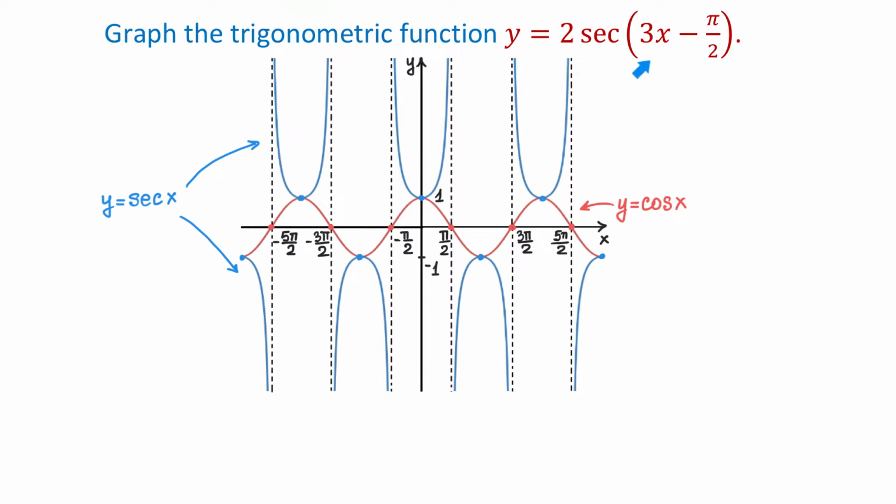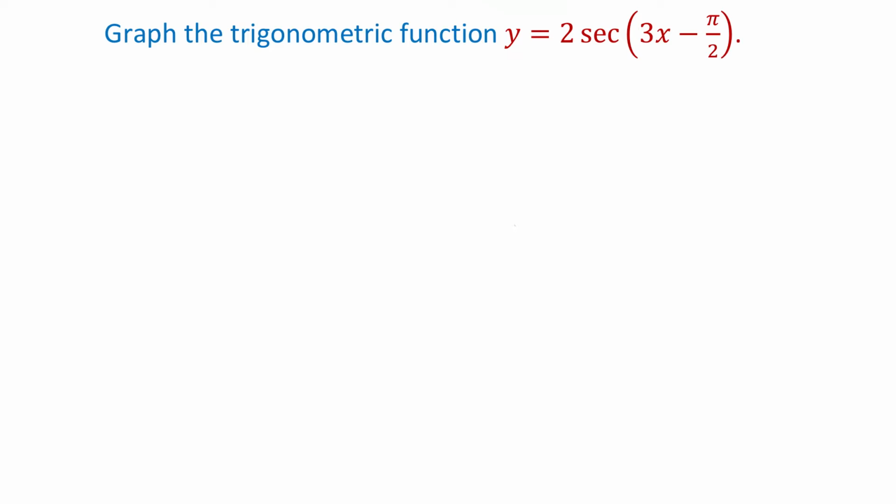So, because of this relation between the cosine and the secant function, an easy technique to graph the function y equals secant of 3x minus pi over 2 is to first graph the cosine function y equals cosine of 3x minus pi over 2. So then, we will graph the function y equals cosine of 3x minus pi over 2.